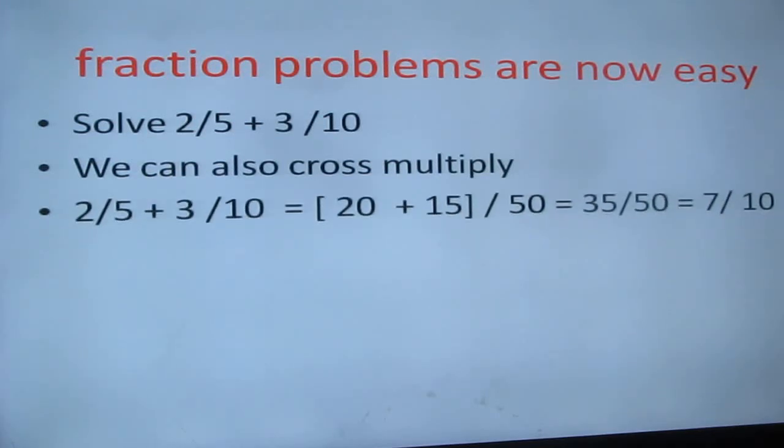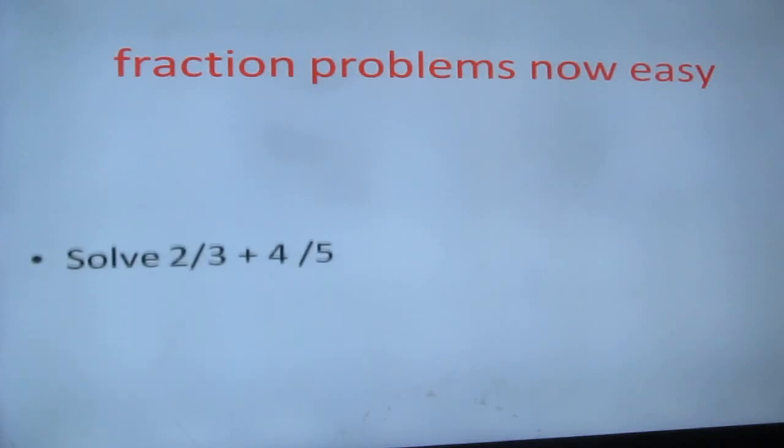2 tens are 20, 3 5s are 15. Then the denominators, 5 into 10, 50. Now what you get is 35 by 50. So what is common here? You observe 5 is common. So 35 divided by 5 is 7, 50 divided by 5 is 10. So you get the final answer as 7 by 10. Shall we do one more?